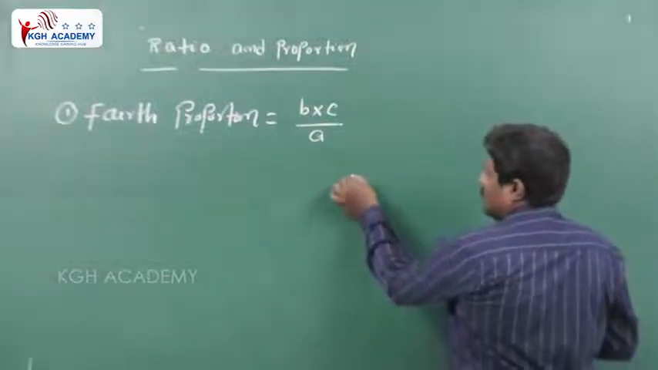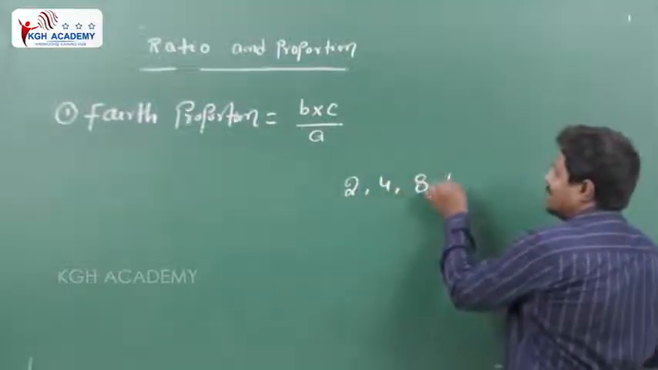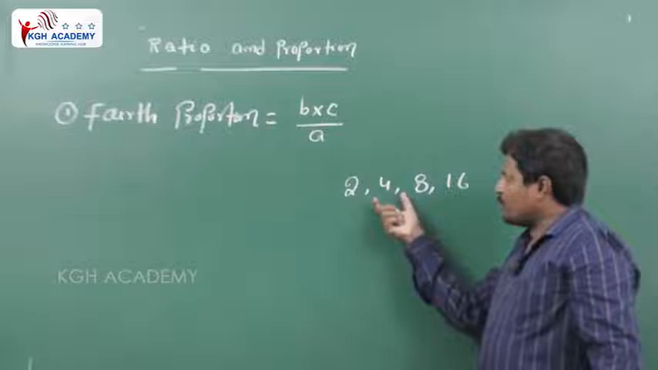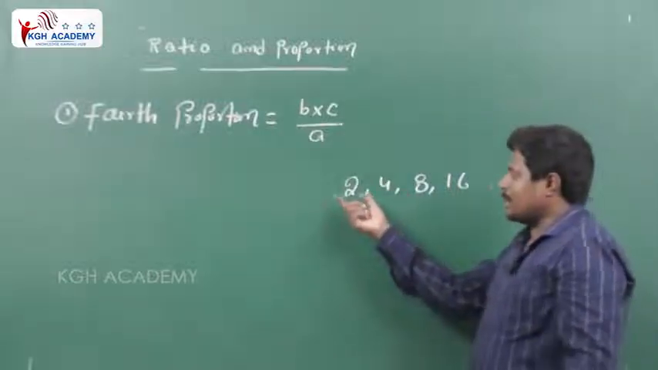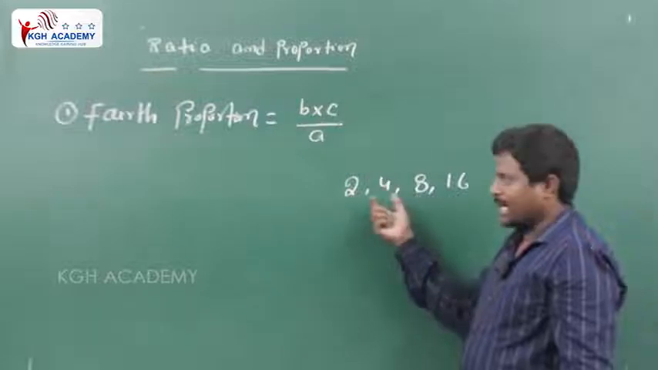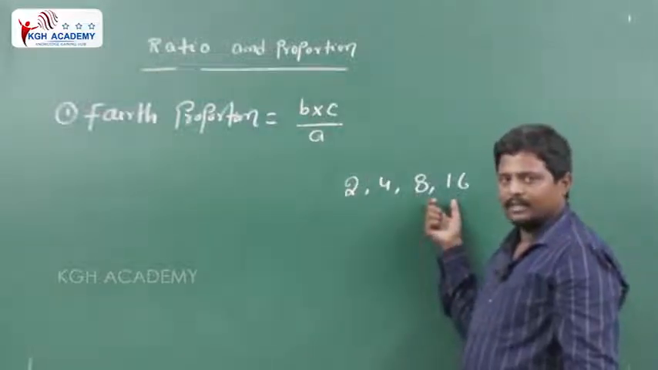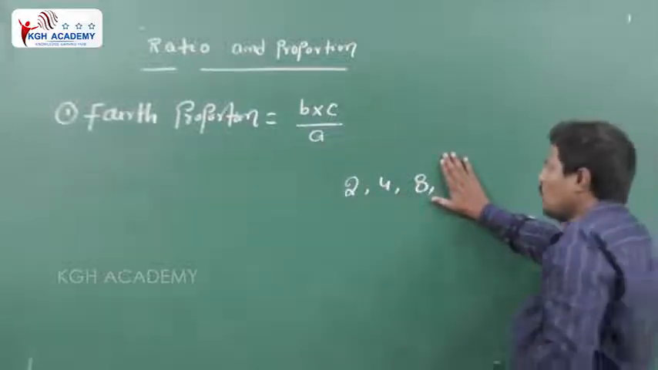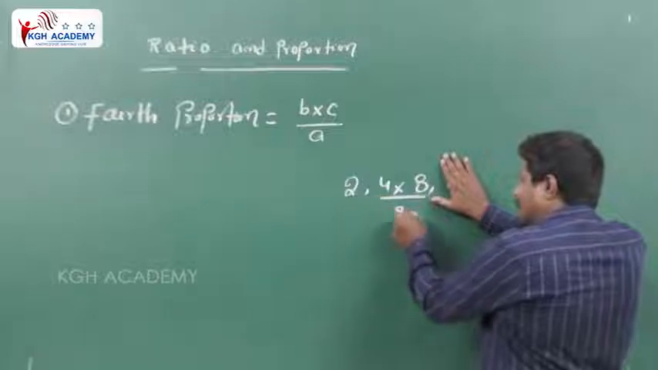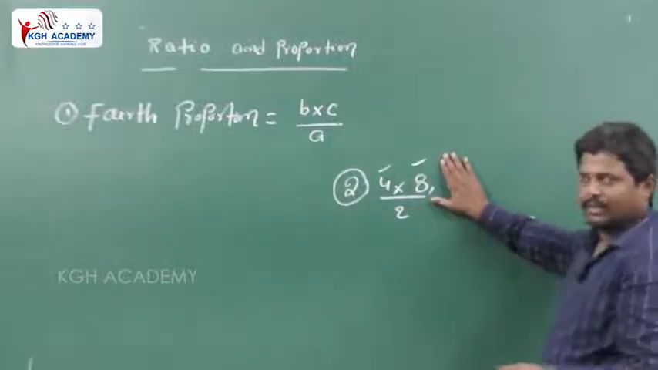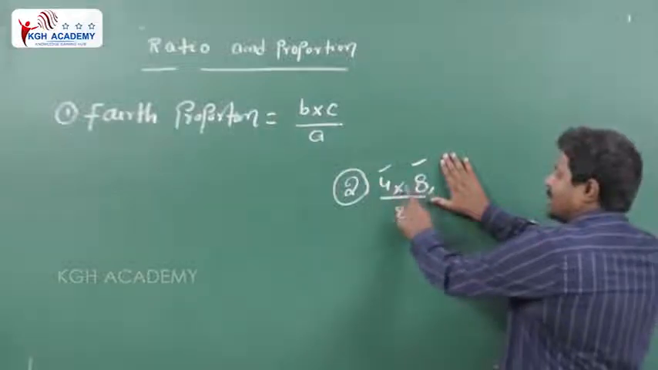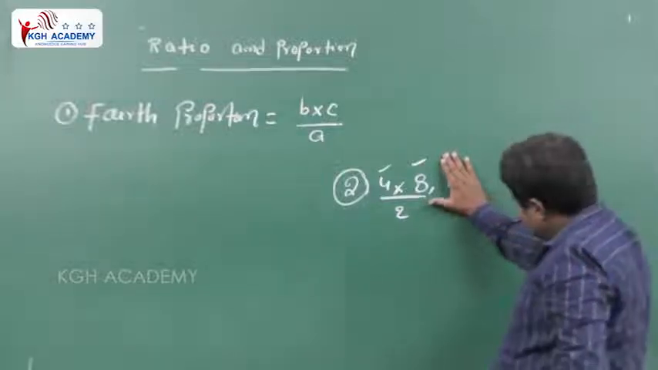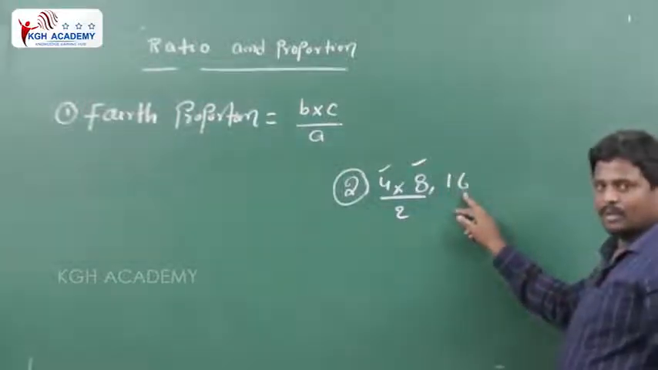Let us suppose one example, 2, 4, 8, 16. Earlier I already told you these four numbers are in proportion. Let us suppose this is the A value, B value, C value and D value. What is the fourth proportion of these terms? Let us suppose we don't know that 16 value. We need to take B into C divided by A. This is the A value, B value and C value. B into C divided by A. 4 8s are 32. 4 into 8 means 32. 32 divided by 2 is 16. 16 is the fourth term.